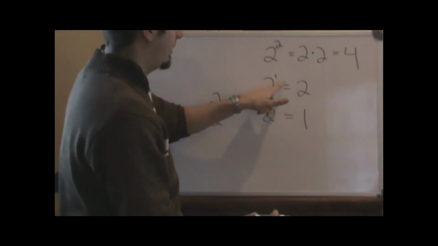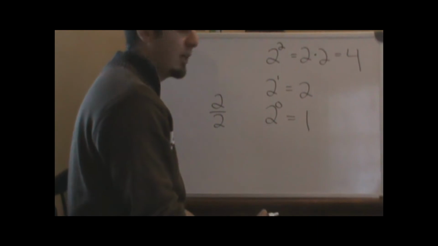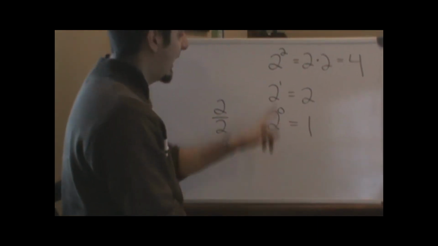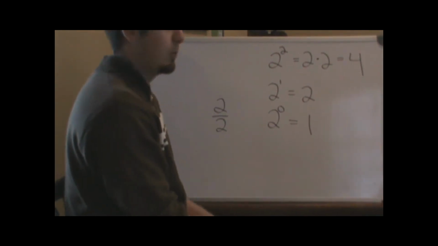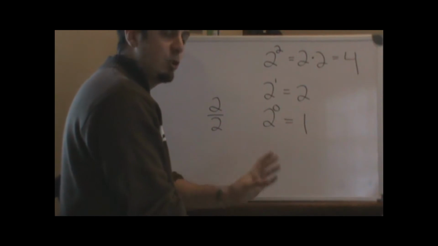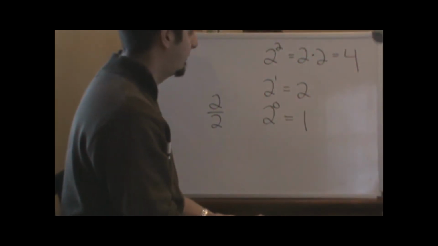Anything to the first power will be itself. If you recall from previous lessons, I told you if you don't see an exponent, the number has an exponent of 1. So when you see the number 2 on a piece of paper, technically that 2 is to the first power. So any number to the first power is itself.